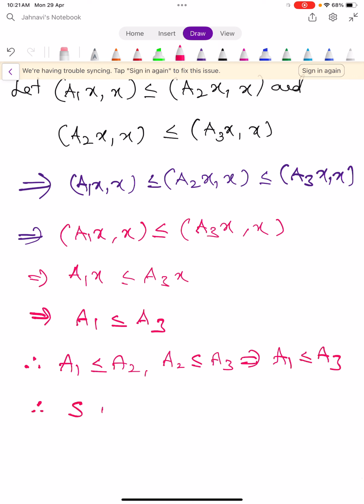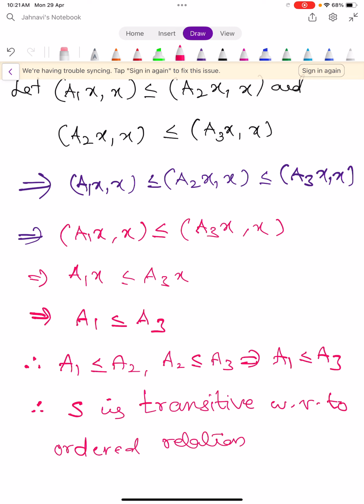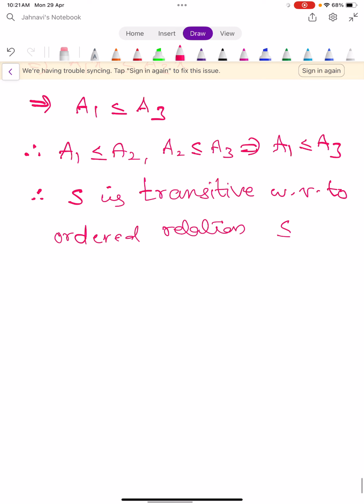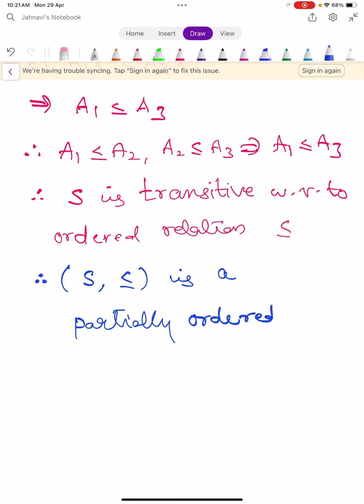Therefore, capital S is transitive with respect to the ordered relation less than or equals to. Therefore, we conclude that capital S with respect to less than or equals to is a partially ordered set, which is what is required. So the first part is over. Capital S with respect to less than or equals to is a partially ordered set.